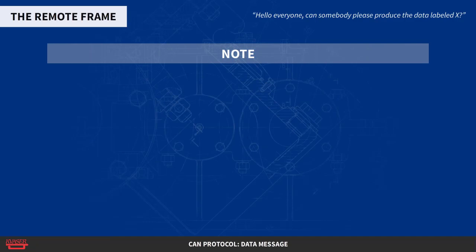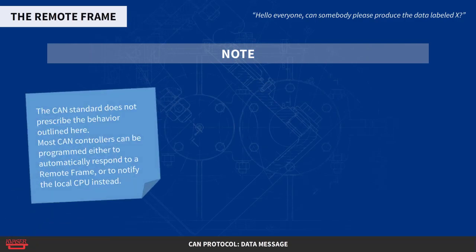It is also worth noting that the CAN standard does not prescribe the behavior outlined here. Most CAN controllers can be programmed either to automatically respond to a remote frame or to notify the local CPU instead. There's one catch with the remote frame.